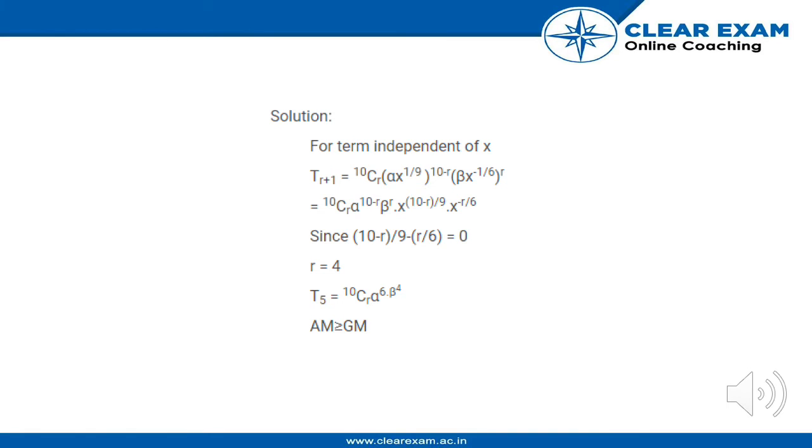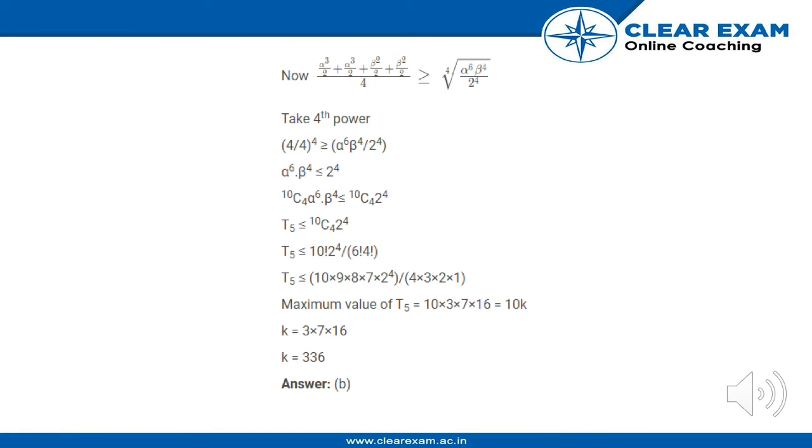Now since AM is greater than or equal to GM, we take the fourth power. That gives us (4/4)^4 is greater than or equal to alpha^6 beta^4 divided by 2^4, and that gives us T5 less than or equal to 10C4 into 2^4. The maximum value of T5 is 10 into 3 into 7 into 16, that is equal to 10k, which was given in the question before. So we calculate the value of k, that is 3 into 7 into 16, that gives us 336. So therefore the answer is B.